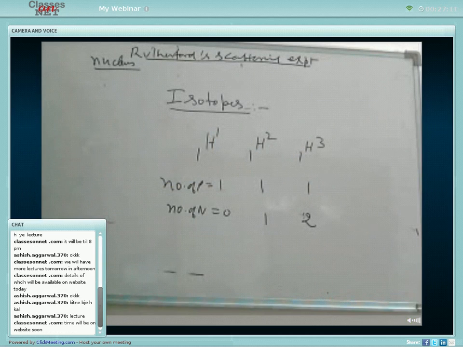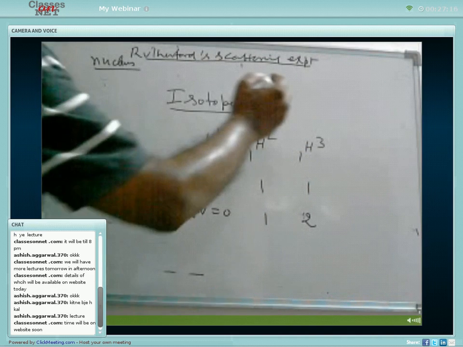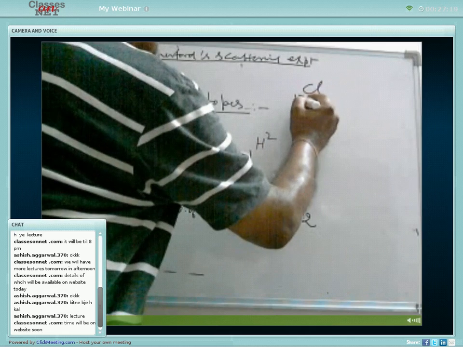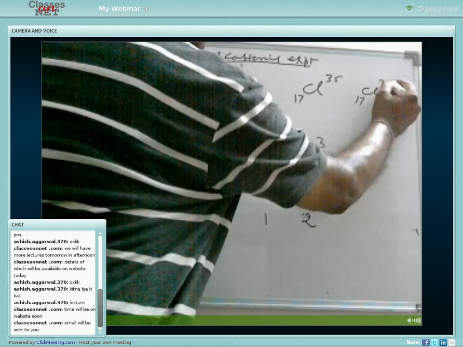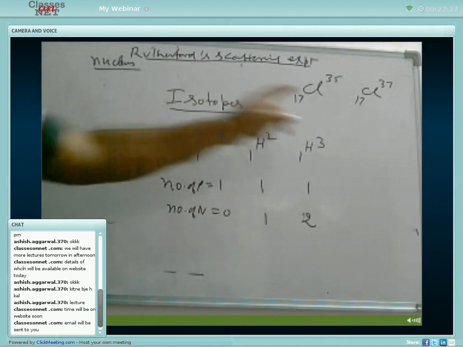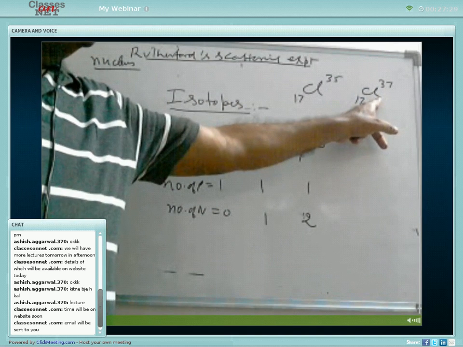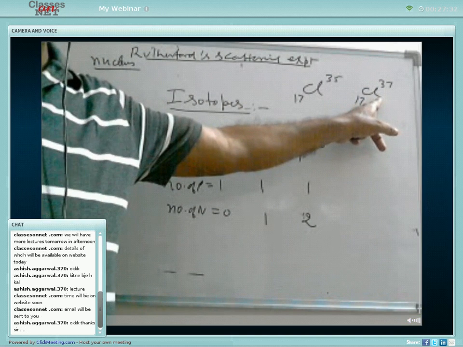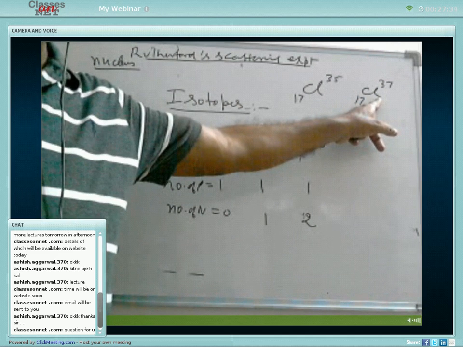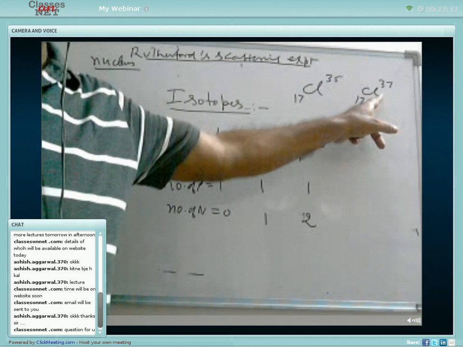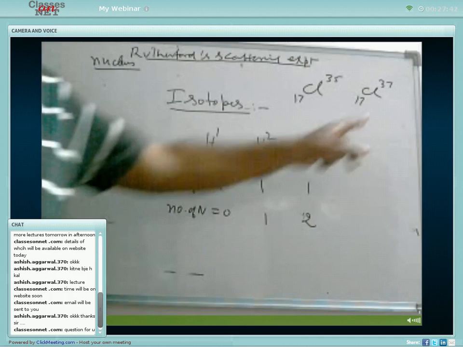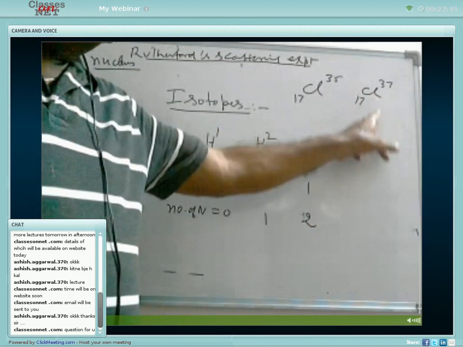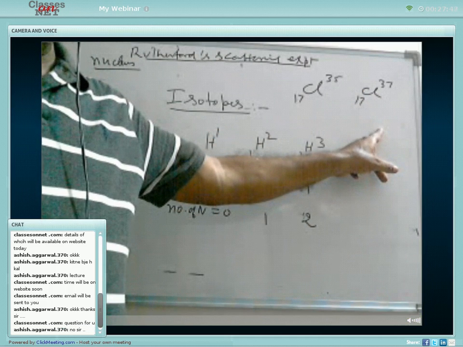So such atoms are called isotopes. I'll take another example of chlorine, 17 35 and chlorine 17 37. Now, can you tell me how many protons are present in this atom? These are the two atoms I have written. How many protons are there in this atom? Tell me.